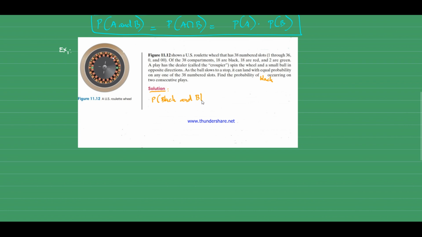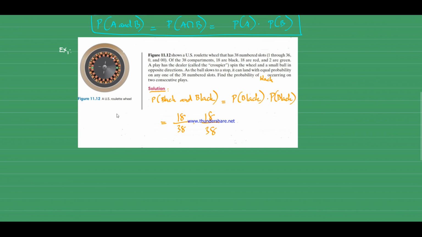And of black. Yeah, so this gives you the probability of the black times the probability of the black. So the probability of the black is 18 black over 38 times 18 over 38. Okay, because you see that it's not going to affect it. Even though you got the first black, for the second event you still have 38 slots, so it's not going to affect anything.